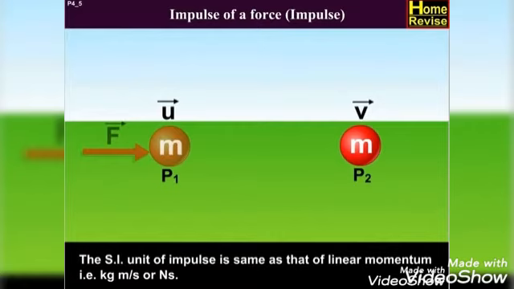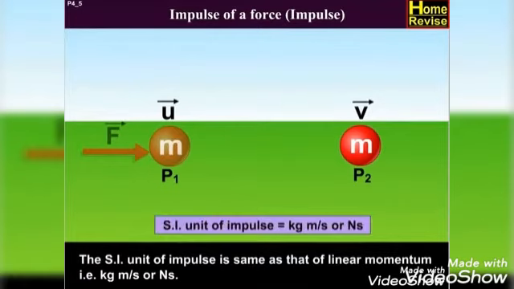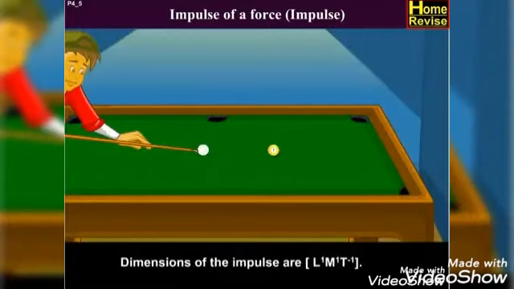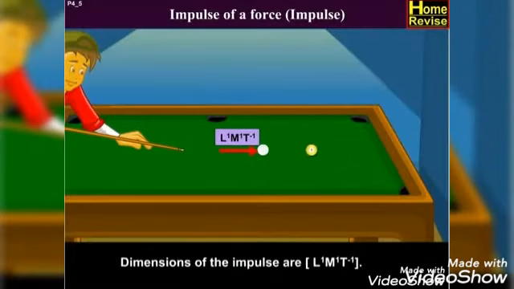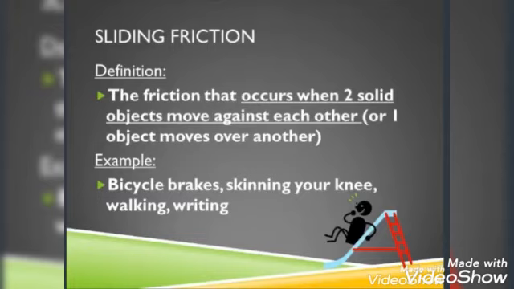The SI unit of impulse is the same as that of linear momentum, that is kilogram meter per second or Newton second. The dimensions of the impulse are L to the power 1, M to the power 1, T to the power minus 1.